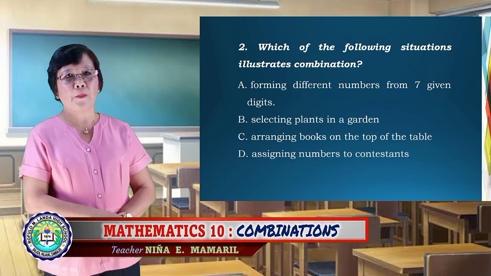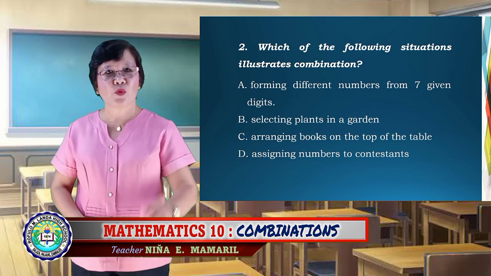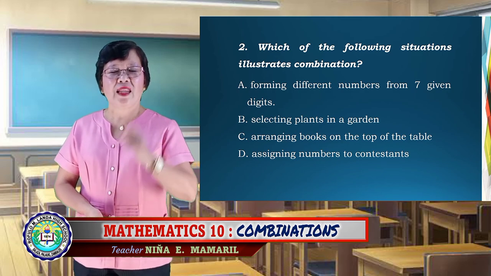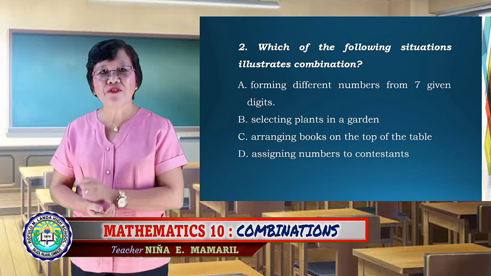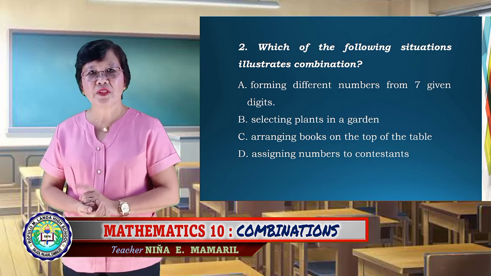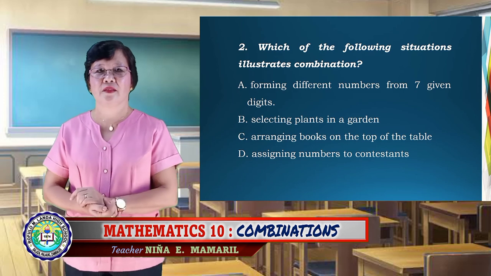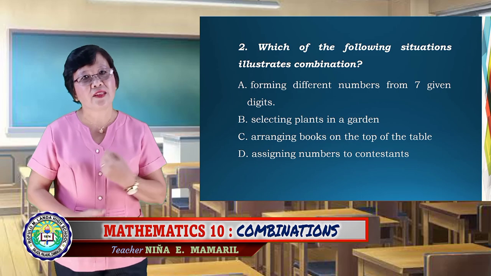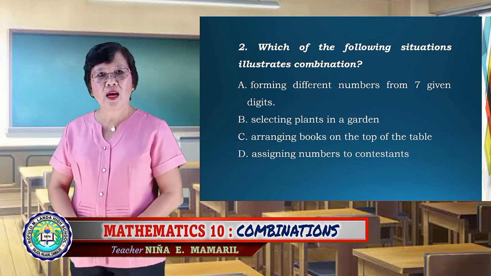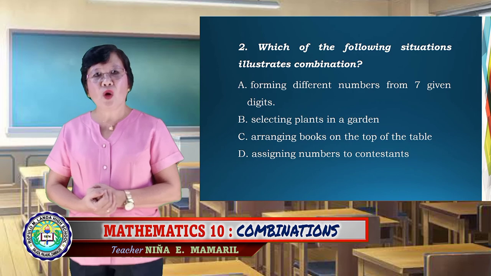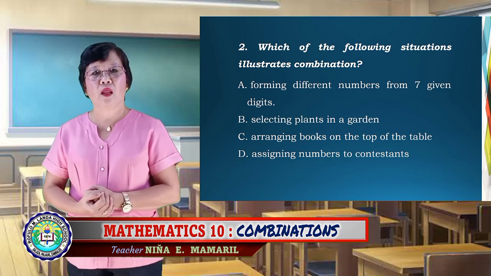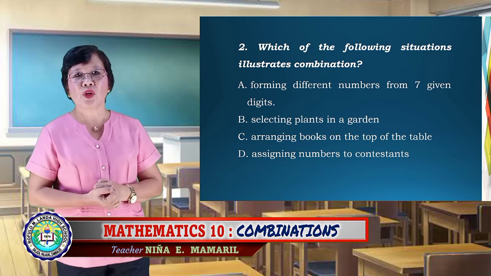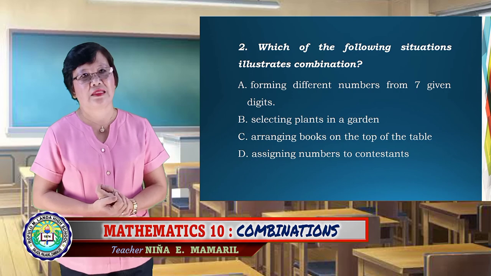Question number 2. Which of the following situations illustrates combination? Letter A, forming different numbers from 7 given digits. Letter B, selecting plants in a garden. Letter C, arranging books on the top of the table. And last, letter D, assigning numbers to contestants.